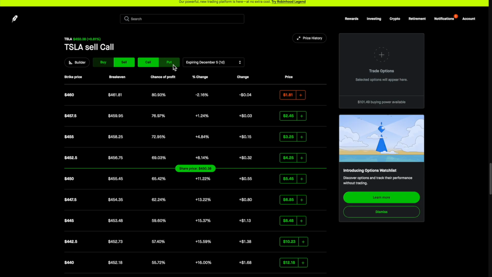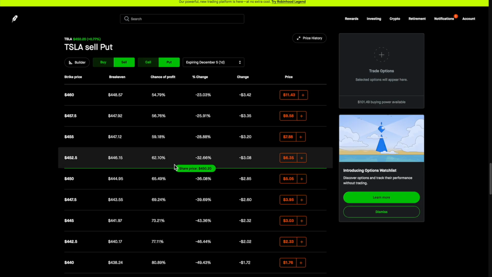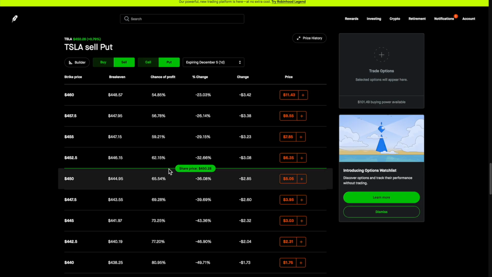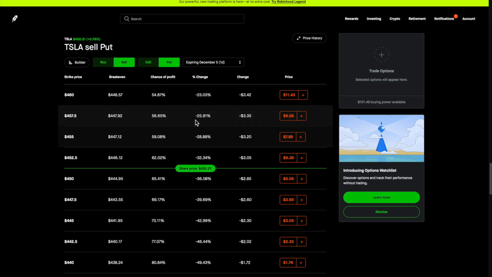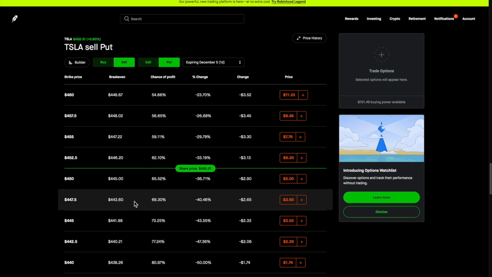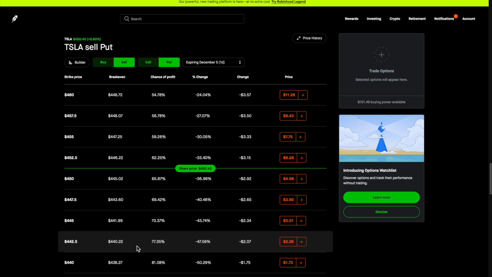We're going to switch to puts. Good news is this line doesn't change. This is our at the money price. This won't change. But now with puts, this is in the money. Now down below, this is out of the money. So it reverses. And we'll go over all that in a future episode.